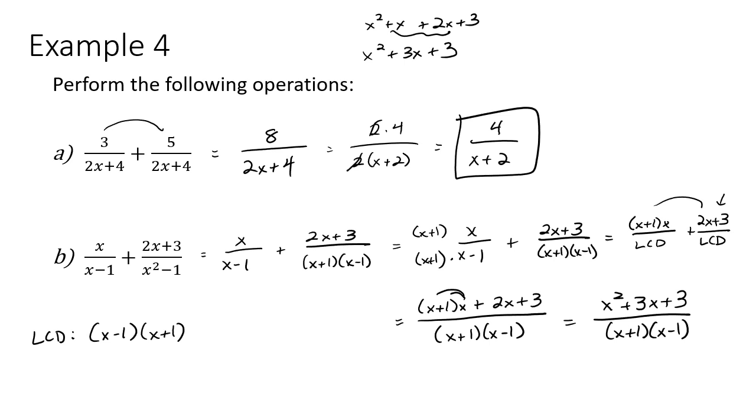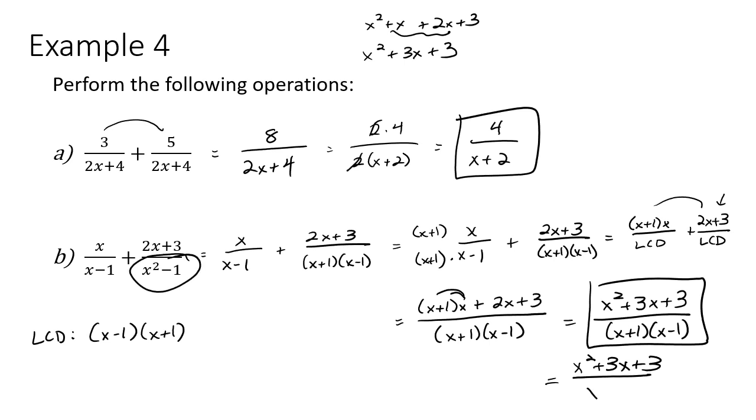Now it's worth checking to see if this would reduce at all at this point, but that polynomial in the numerator doesn't even factor, because you would be looking for two things that multiply to give you 3, which are just 3 and 1, and those add to give you 4, not 3. So you can't factor that thing on the top. So this is as good as it gets. You could leave your answer like this, or if you really wanted to, you could also multiply out that denominator again, which would take it back to being x squared minus 1.